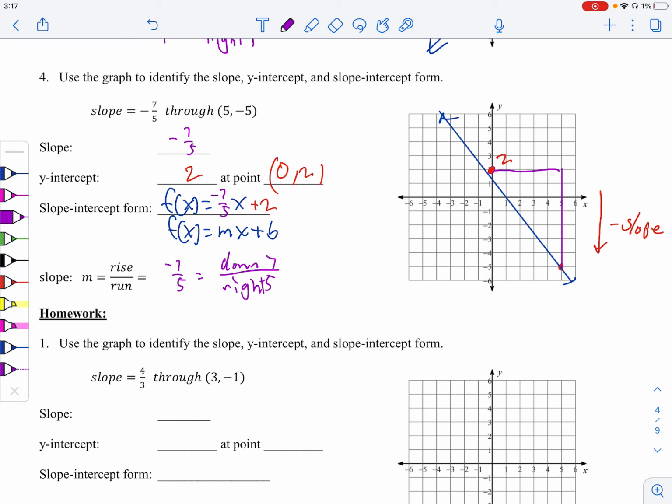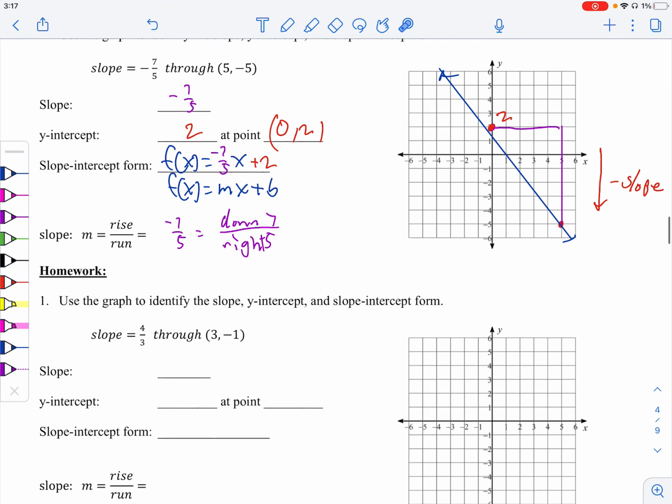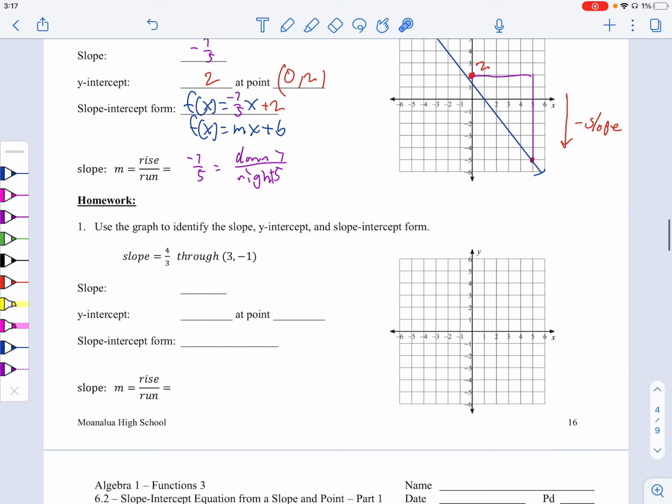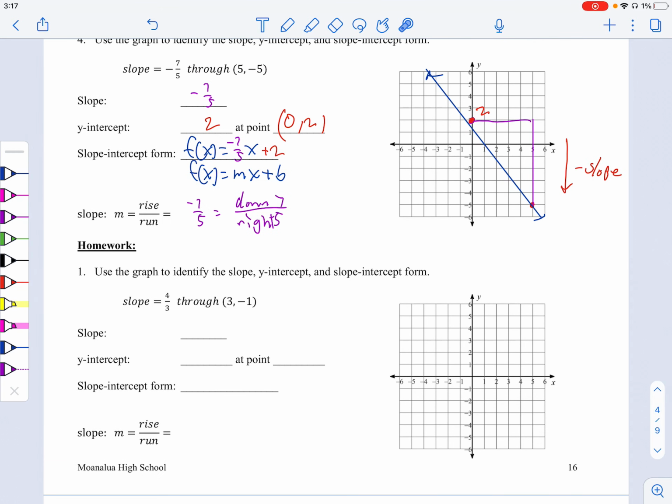Okay. So use that, right? Use your starting point, wherever it's starting. Use your rise over run to find other points until you hit the y-intercept. Then use your y-intercept to write your function in function notation form. And that's it for now. Using a slope and a point, your graph method. All right.